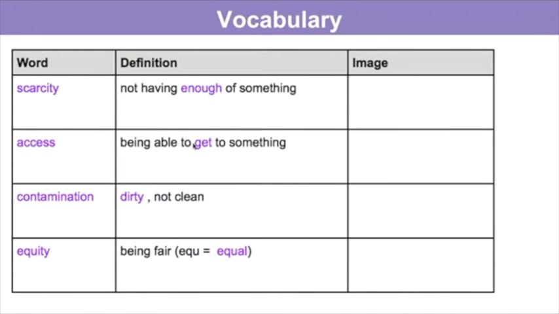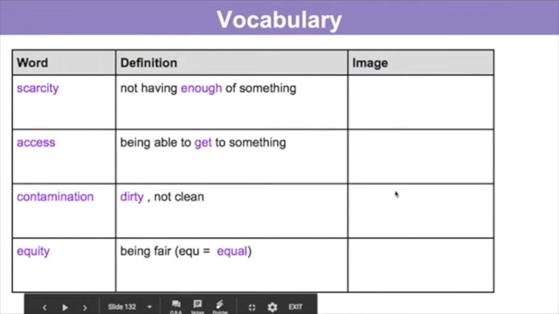Access means being able to get to something. For example, right now you are in the computer lab and you don't have access to the pencil sharpener in our classroom. You can't get there. Contamination is a fancy way of saying dirty or not clean. You could draw like a gross cup of water.